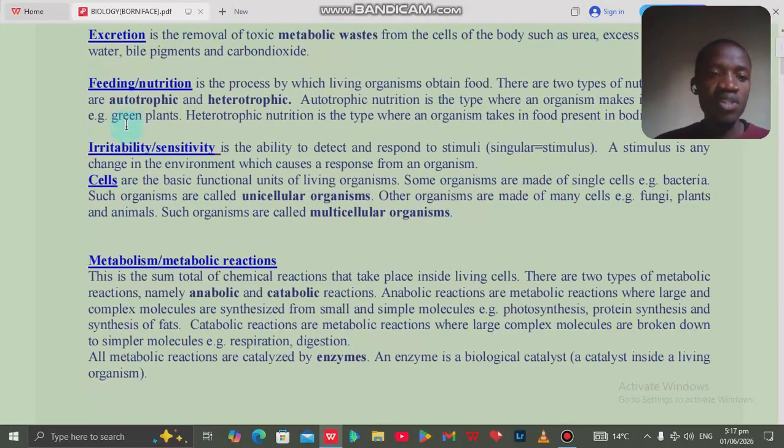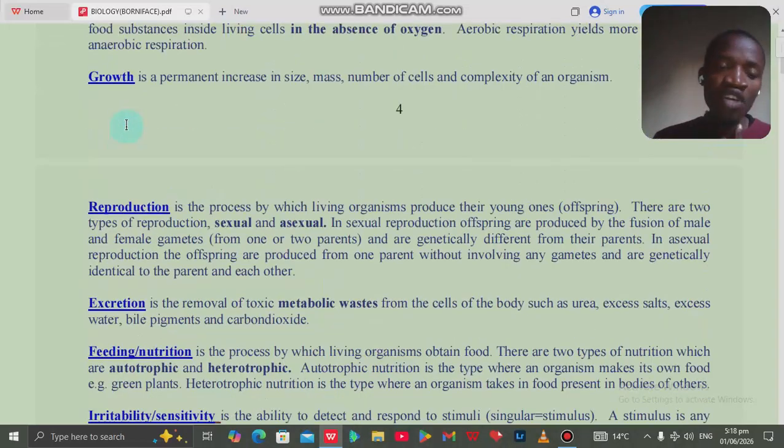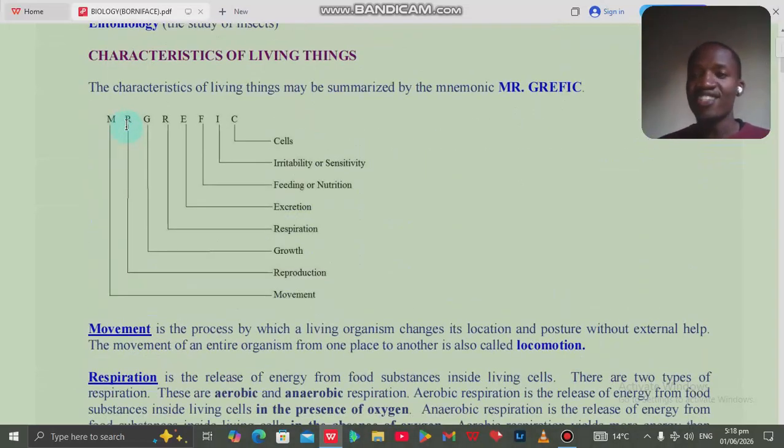Moving on to the last one, which is cells. We know cells are simply the basic functional units of living organisms. And then we have those organisms which are made up of single cells. An example is bacteria. Such organisms which are made up of a single cell are known as unicellular organisms. While those organisms that are made up of many cells, for example fungi and plants as well as animals, are known as multicellular organisms. So these are the characteristics of living organisms that each one of us needs to understand.